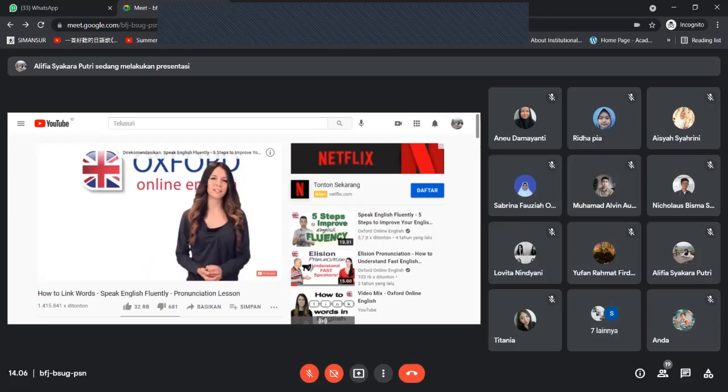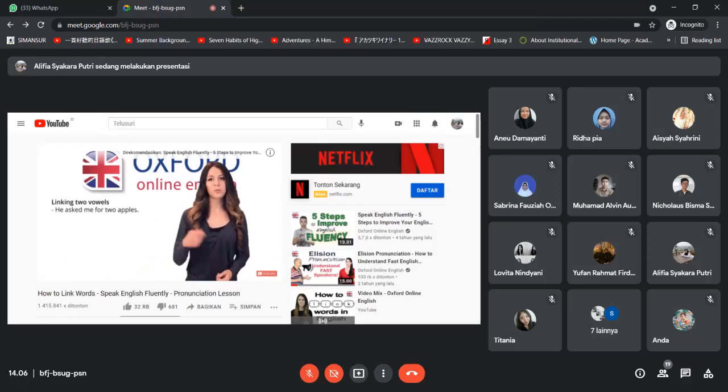Let's look at one more phrase. He asked me for 2 apples. Here, there are links between "he asked" and "2 apples". You can link 2 vowel sounds like this. Add a consonant sound in the middle to connect the sounds. You can add w or y, depending on the two vowel sounds. For example, 2 apples. We link the sounds with w. 2 apples. He asked. We link the sounds with y. He asked. Let's try these in some sentences.